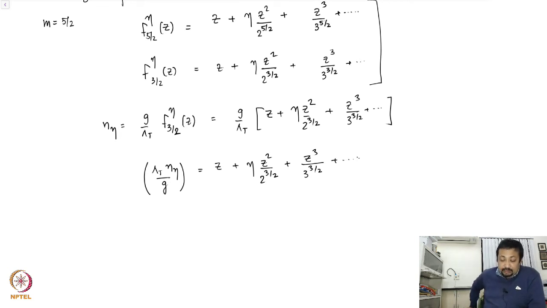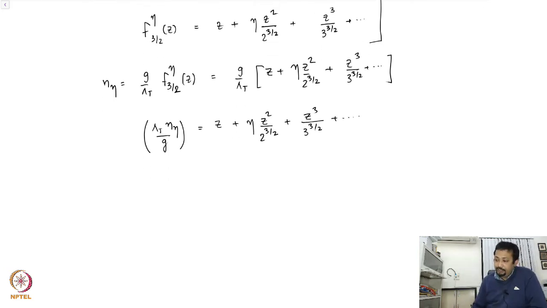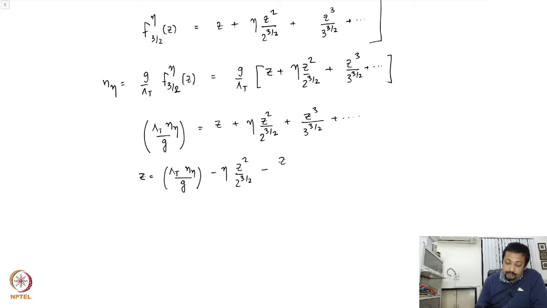Right? Now I want to determine z from this equation perturbatively. How to do the perturbative determination? So I can see that z is going to be λ_T nη divided by g, minus η z² / 2^(3/2), minus z³ / 3^(3/2), and if you want to take the next term, it's going to be again η z⁴ / 4^(3/2), plus higher order terms.